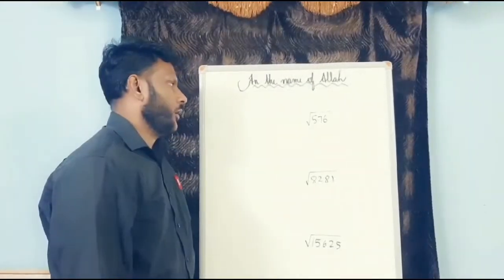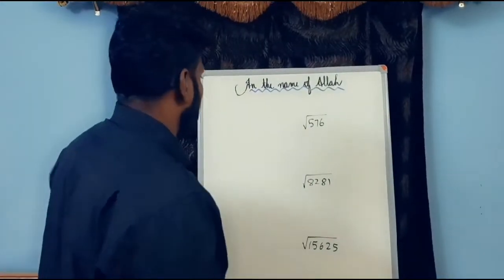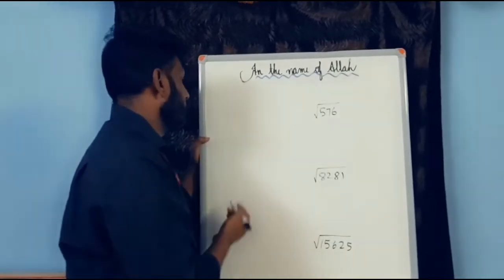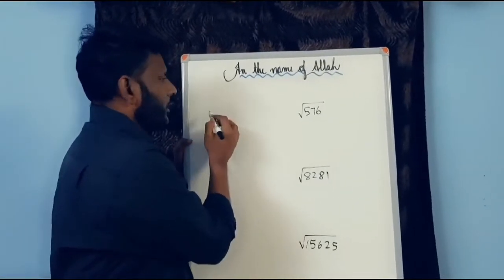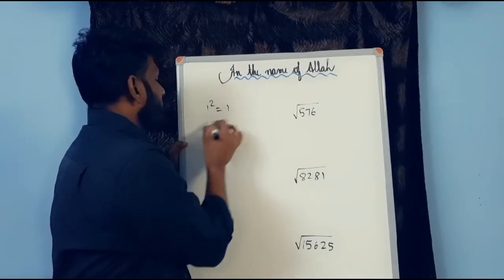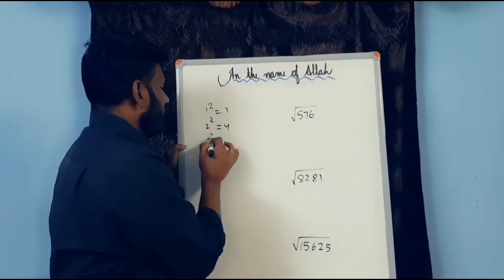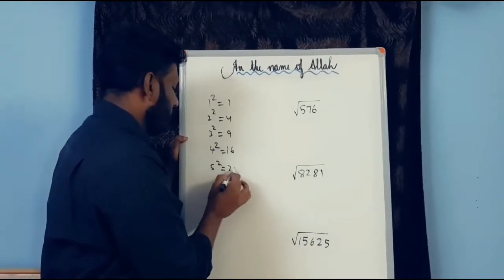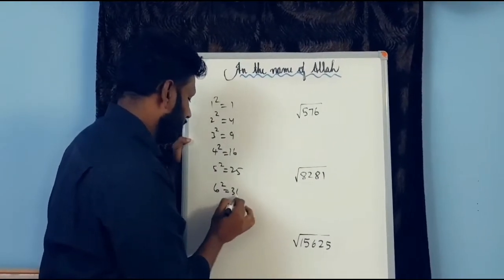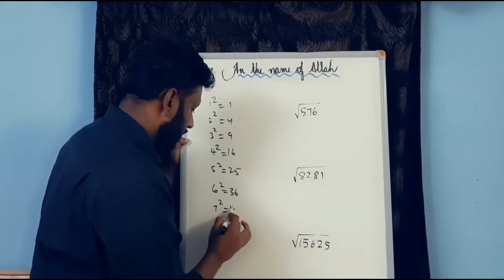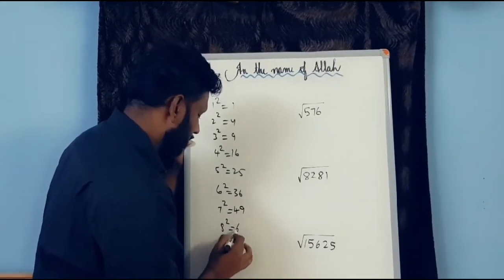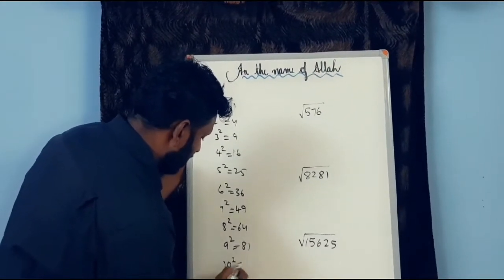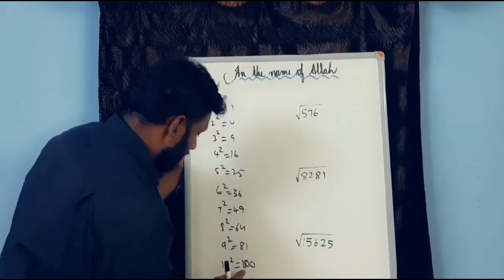This is the short trick for how to find the square root. Before this, same as before, we should know the squares of 1 to 10. 1 square is 1, 2 square is 4, 3 square is 9, 4 square is 16, 5 square is 25, 6 square is 36, 7 square is 49, 8 square is 64, 9 square is 81, 10 square is 100.